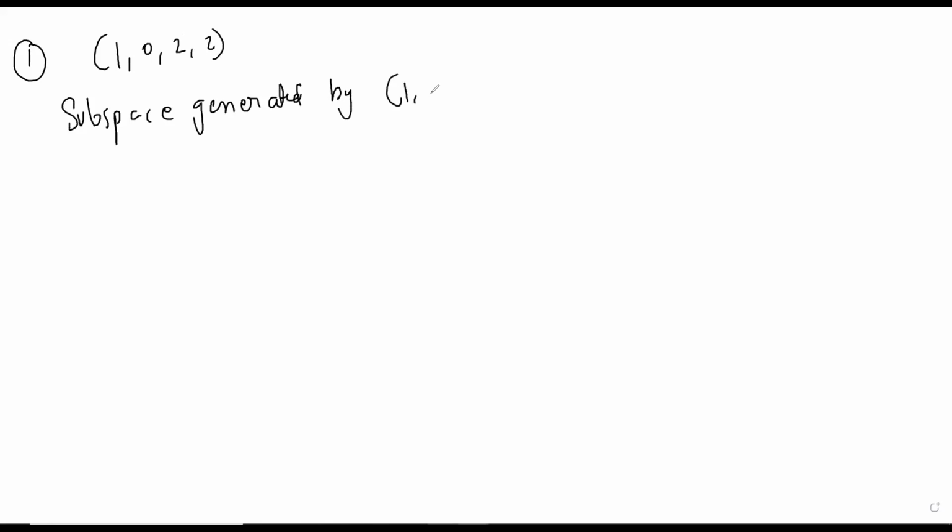Okay, no problem. So here you have 1 comma 0 comma 2. Now the subspace generated by this, there will be a unique subspace, right? Of course, when I say subspace generated, I mean over R. So the elements of the subspace would look like alpha, 0, 2 alpha, that is, alpha times (1, 0, 2).